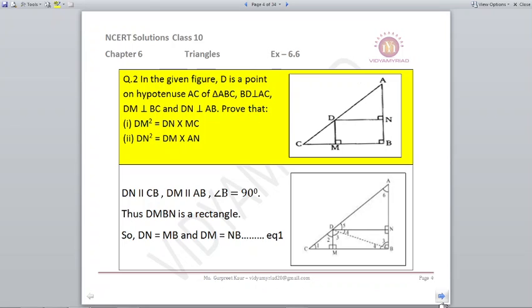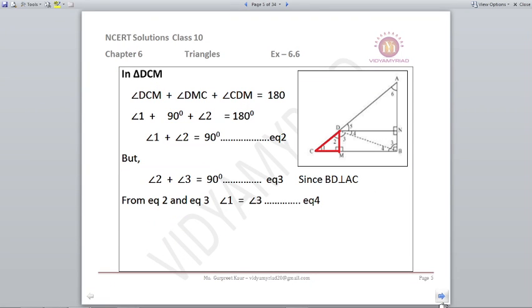So when the shape is a rectangle, we know their opposite sides are equal, which means DN will be equal to MB and DM will be equal to NB. Let it be equation number 1. Now let us take triangle DCM. I have given numbers to all these angles, so we will use numbers for easy calculations.